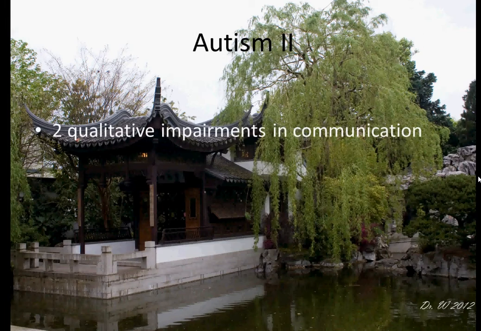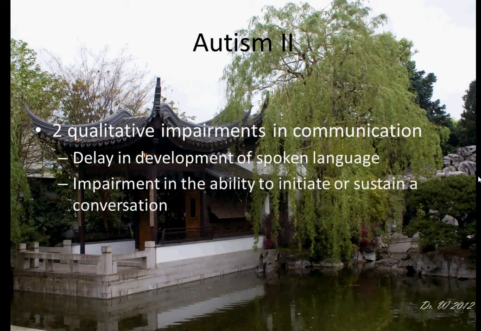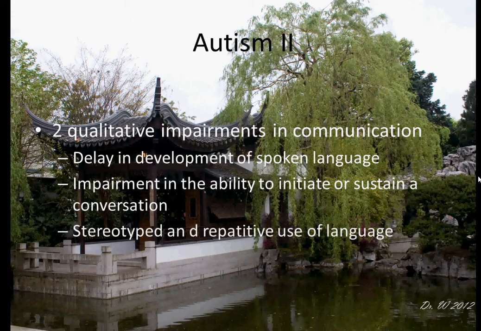Section 2, qualitative impairments in communication: delay in development of spoken language, impairment in the ability to initiate or sustain a conversation, stereotyped and repetitive use of language. That's supposed to be repetitive in spite of the misspelling. The spelling there is awful, isn't it? I made the slide, I'm responsible for it. What can I say? I should have spell checked it. Lack of varied, spontaneous, make-believe play.